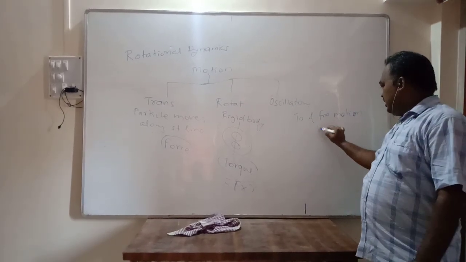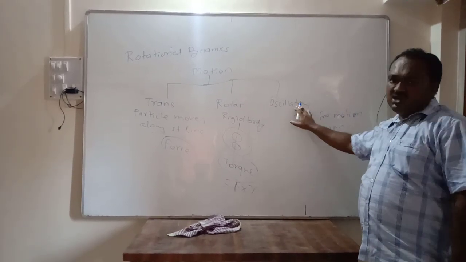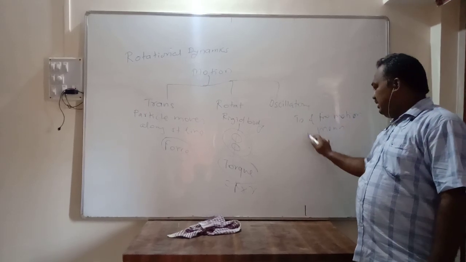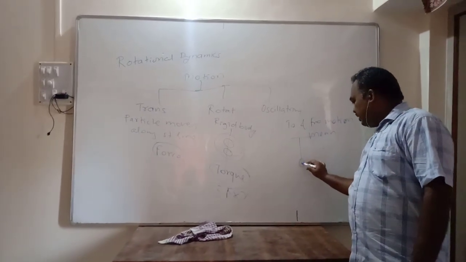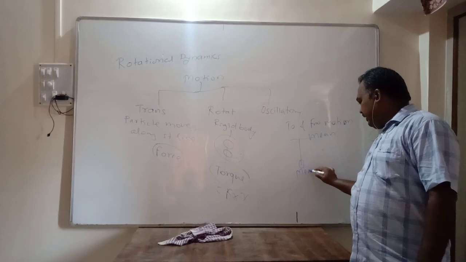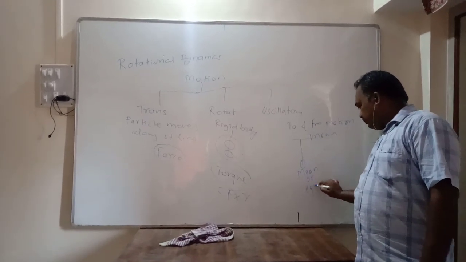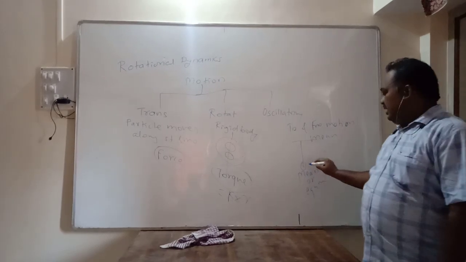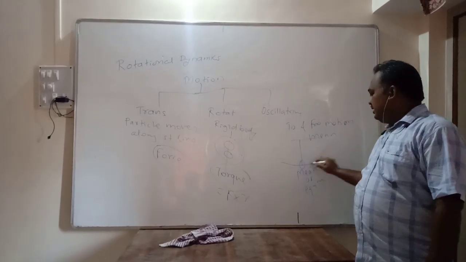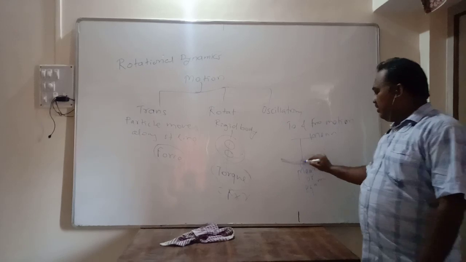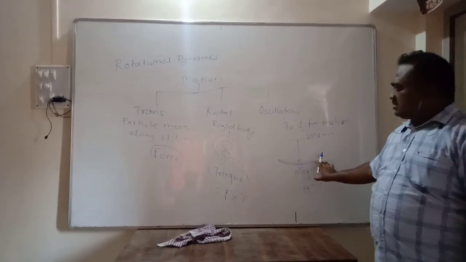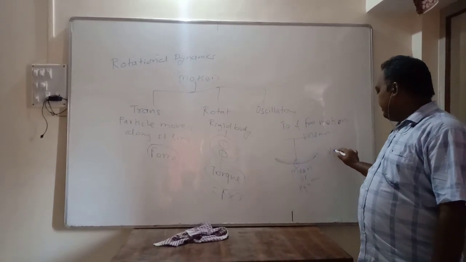This oscillatory motion, to and fro motion about mean position, this is called as oscillatory motion. Its example is simple pendulum. This central position is called as mean or equilibrium position, and when it is given vibration, it performs to and fro about this mean position. This is the oscillatory motion, and it is produced due to vibration.